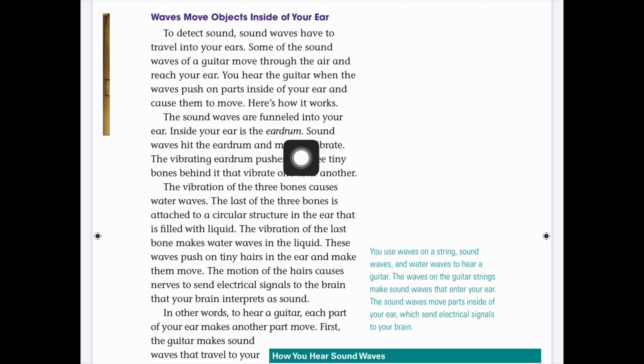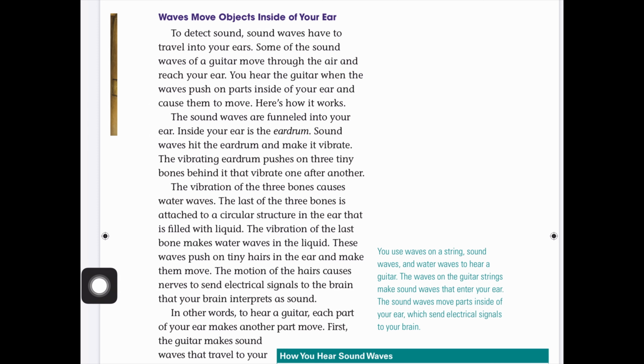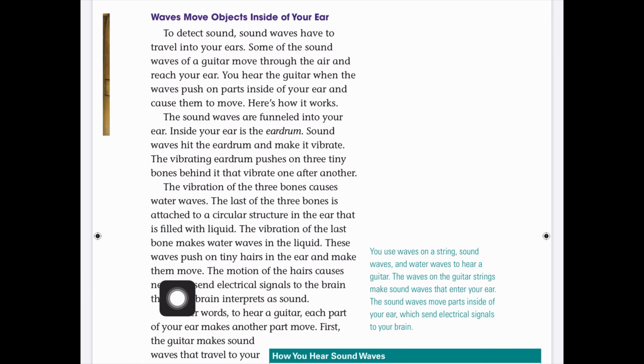Inside your ear is the eardrum. Sound waves hit the eardrum and make it vibrate. The vibrating eardrum pushes on the 3 tiny bones behind it that vibrate one after another. The vibration of the 3 bones causes water waves. The last of the 3 bones is attached to a circular structure in the ear that is filled with liquid. The vibration of the last bone makes water waves in the liquid. The waves push on tiny hairs in your ear and make them move. The motion of the hairs causes nerves to send electrical signals to the brain that your brain interprets as sound.